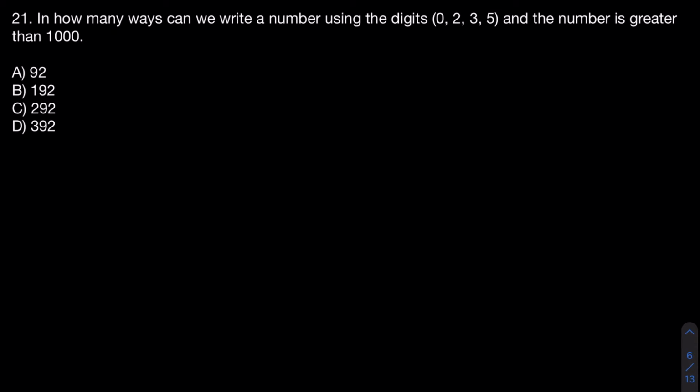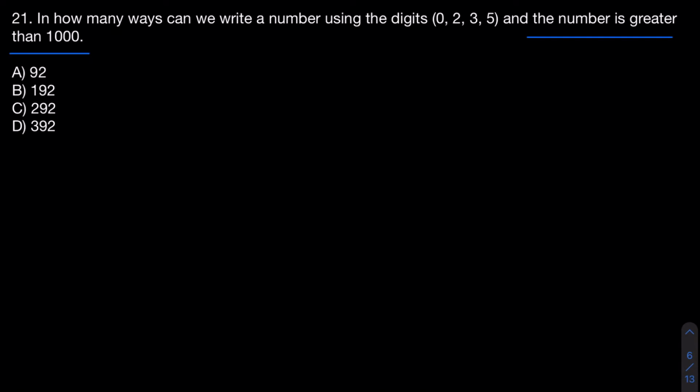Okay. So for example, this question says, in how many ways can we write a number using the digits 0, 2, 3, and 5, and the number is greater than 1000? You have to utilize the given. So this is important. The number is greater than 1000. This is very important information.